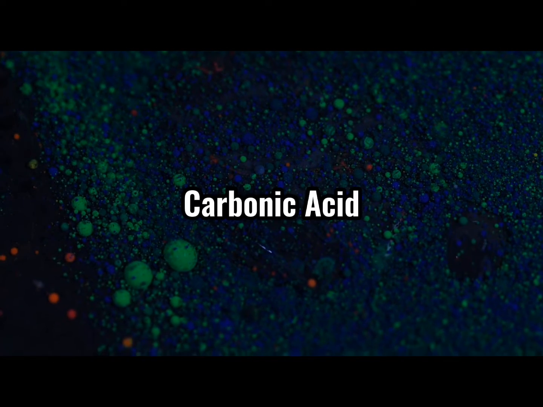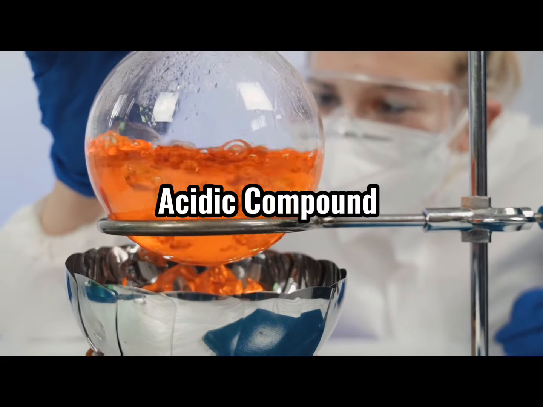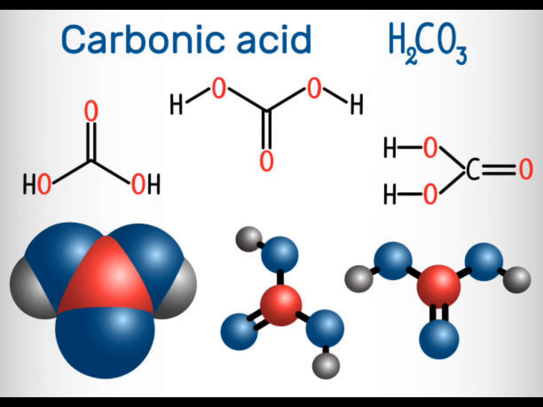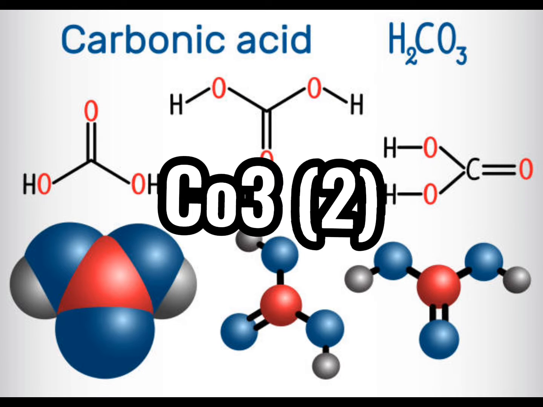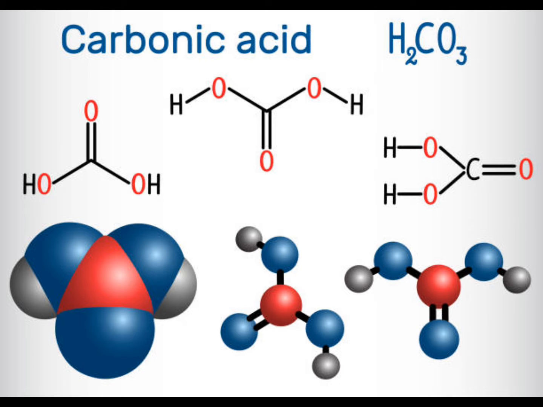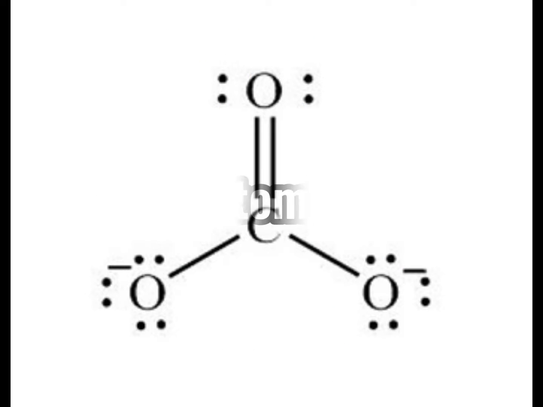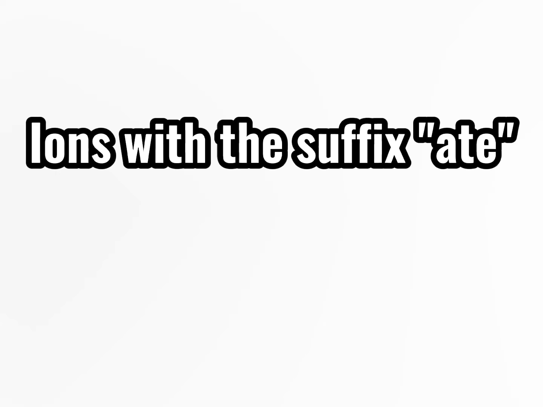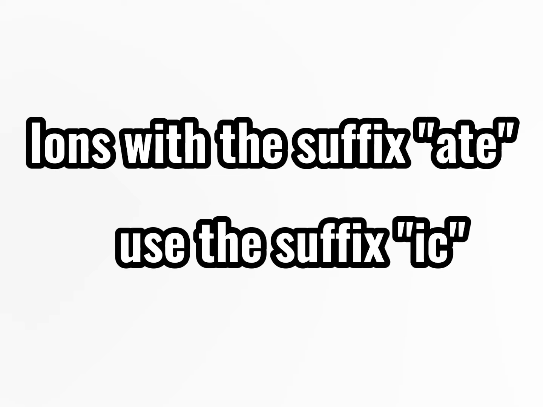H2CO3 is called carbonic acid because it is an acidic compound. The anion for carbonic acid is CO3, which is called a carbonate ion. This is a polyatomic ion, and such ions with the suffix "ate" use the suffix "ic" as an acid.